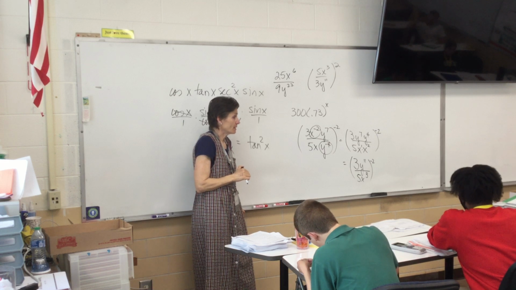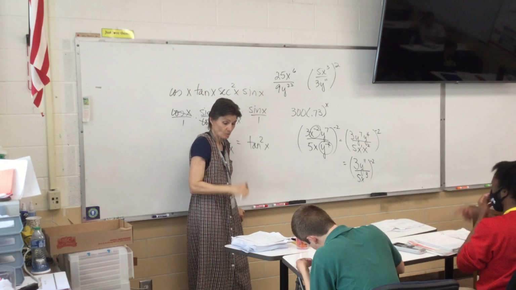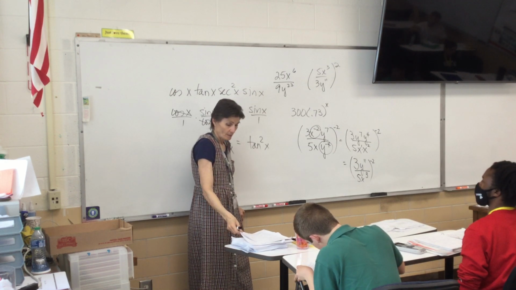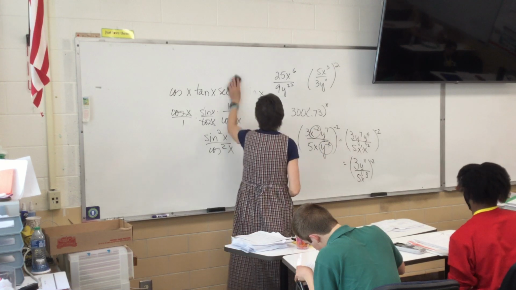Alright, another one. What's another one? We got time for a few more. Let's get them in. What else do we need to review? 2a says, what's the cosine of 120?